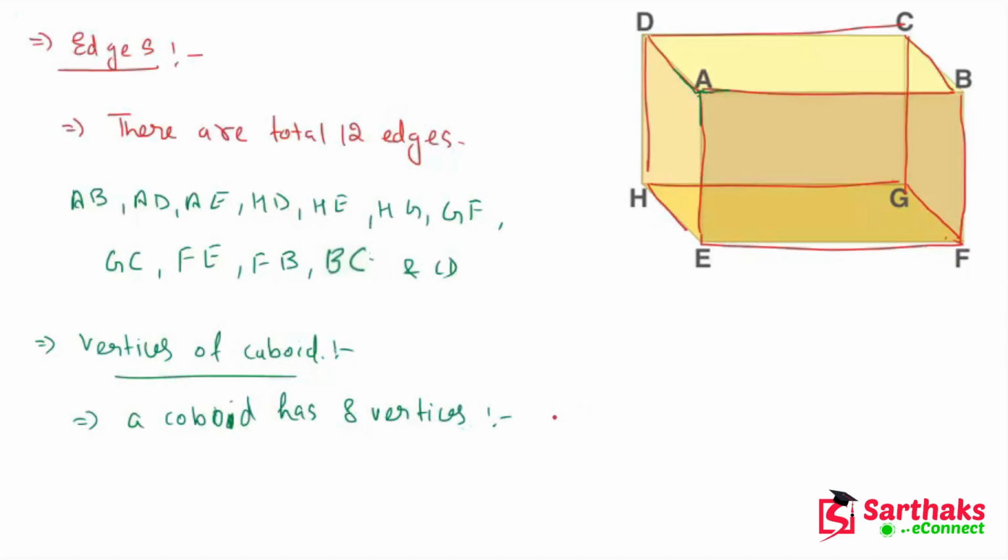8 vertices like A, B, C, D, E, F, G, and H. Okay, so these are the 8 vertices of the cuboid. Now, my dear friend, you understand these things. What are faces? What are edges? What are the vertices?